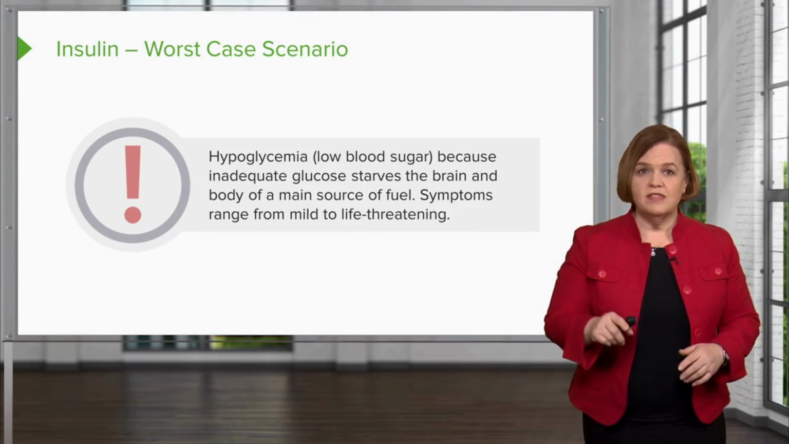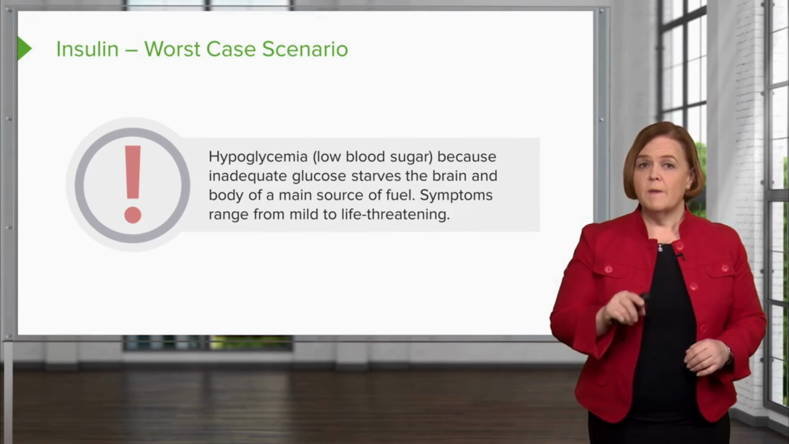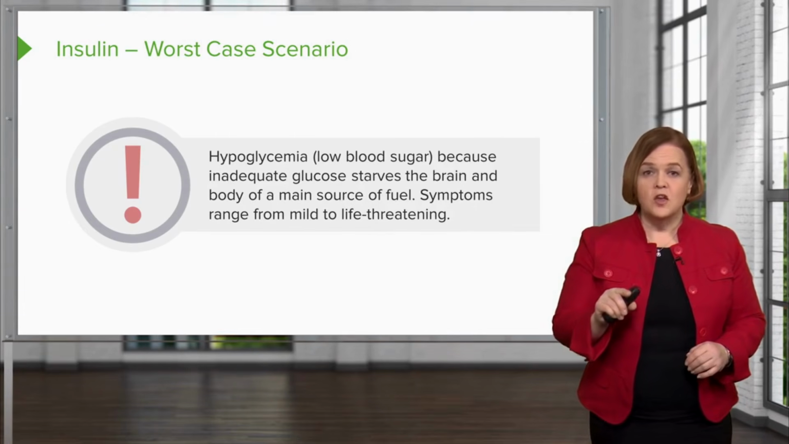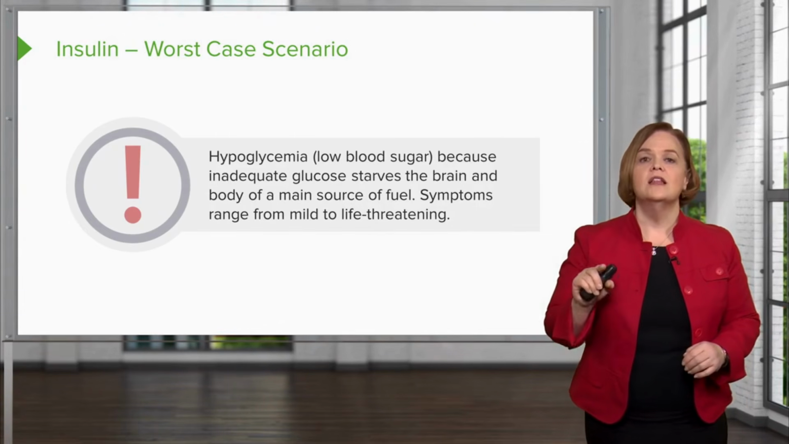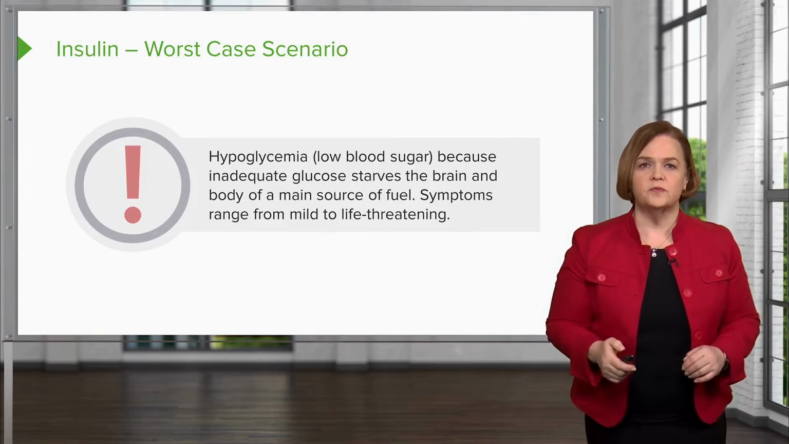So the biggest risk for any patient, type 1 or type 2, that's receiving insulin is hypoglycemia. So go ahead and just write that word out again to remind yourself. Biggest risk, WCS. Worst case scenario, low blood sugar.